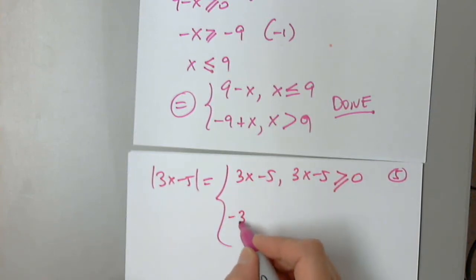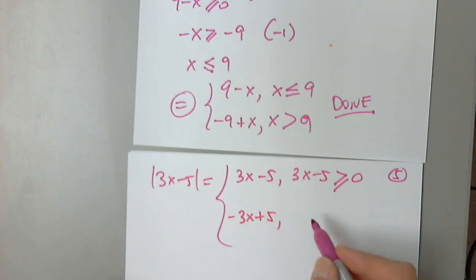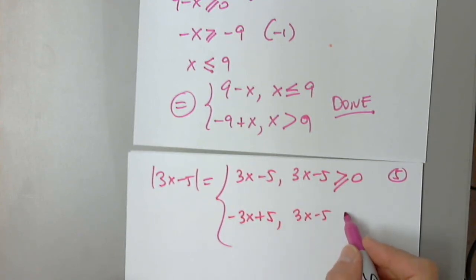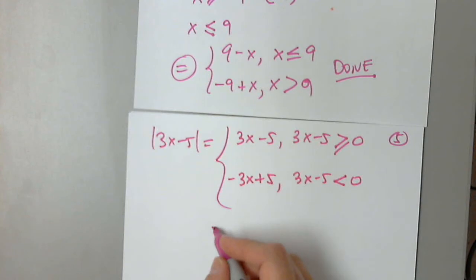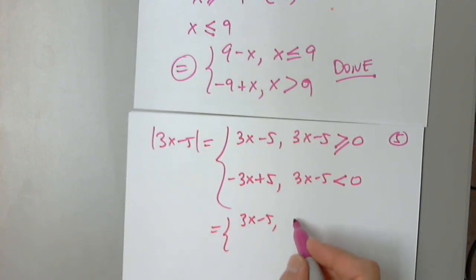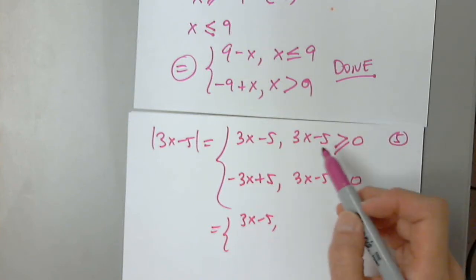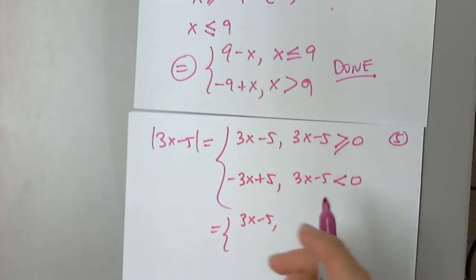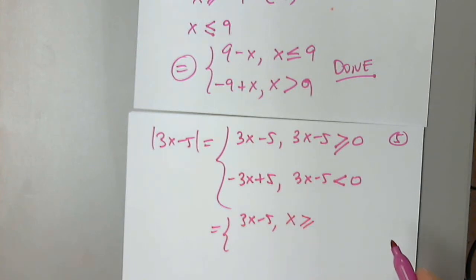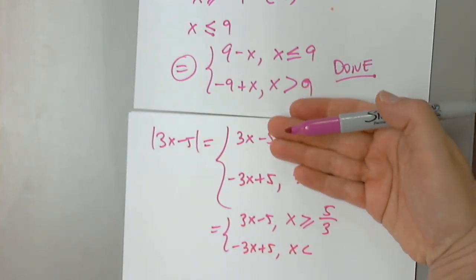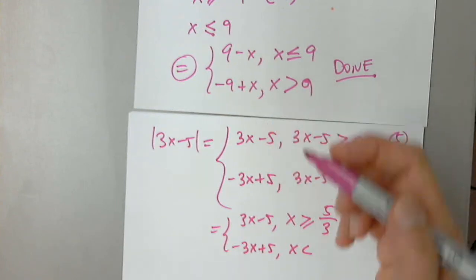Perfect. And then negative 3x plus 5, I can already distribute. When 3x minus 5 is less than 0. So now we have 3x minus 5. I have to solve this. Remember, we move 5 and we divide by 3. Move negative 5 to the other side, it becomes positive, and divide by 3. So x greater than or equal to 5/3, and this is negative 3x plus 5. For x less than, do not look, do not solve, do not do anything. 5/3.